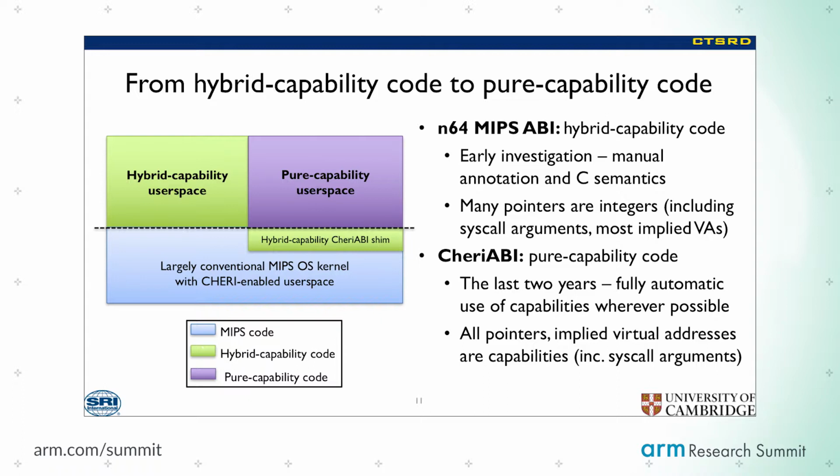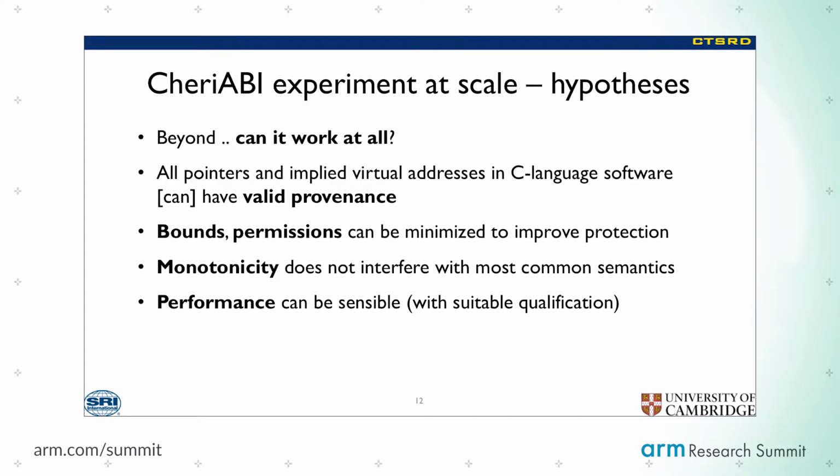This is what we've been working on for roughly the last 2 years, looking at high-level software development on CHERI. And the goal here is that every pointer and every virtual address, and by implied virtual address, I mean things like return addresses or vtable pointers, everything in the runtime environment is going to be strongly protected. So we want to do this at scale. First, we want to know, can it work at all? But then we have some specific hypotheses.